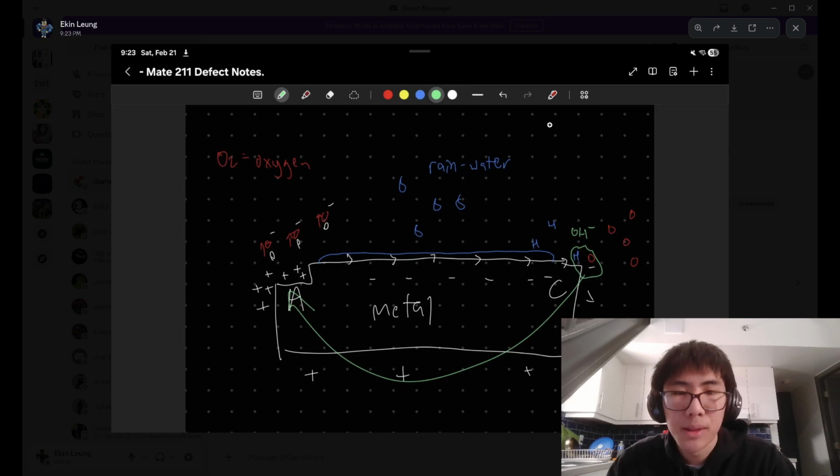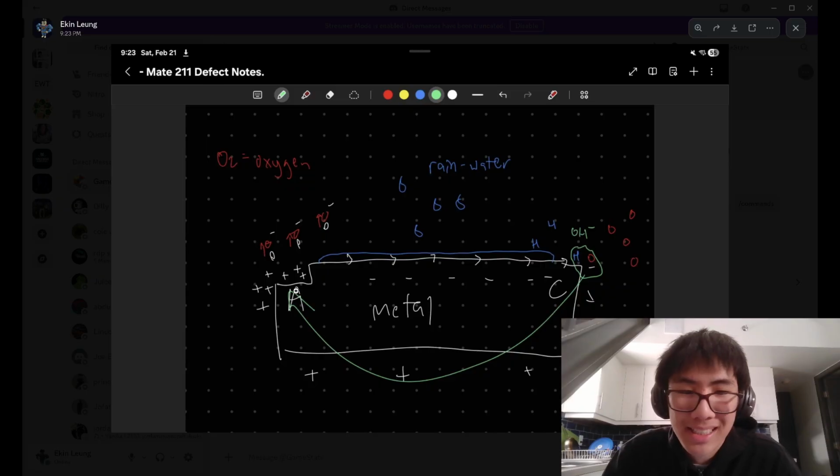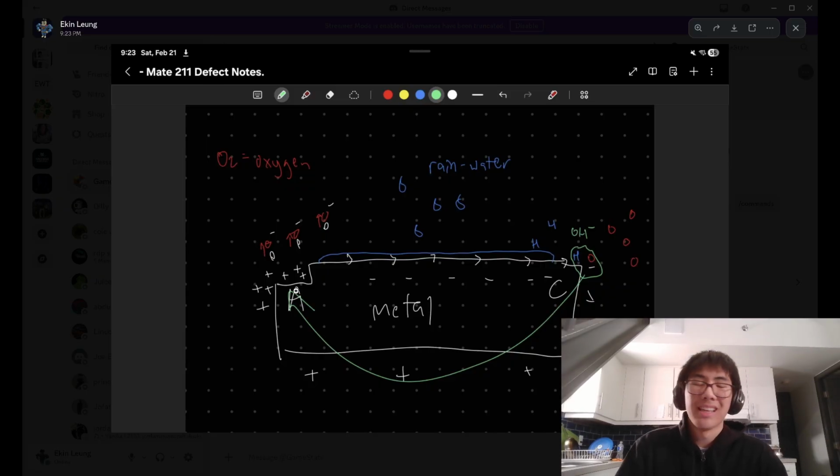Then this process keeps going and going until the anode keeps getting eaten up again and again. So hopefully this explanation worked. I tried to explain this as clearly as possible because I had a hard time understanding this when I was in high school.